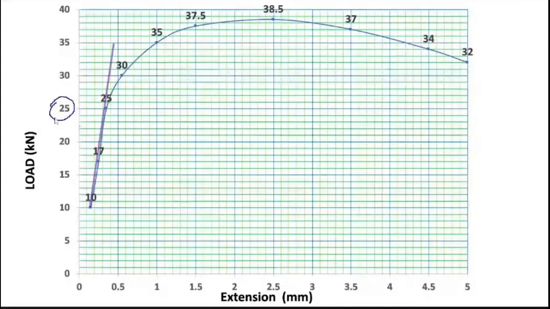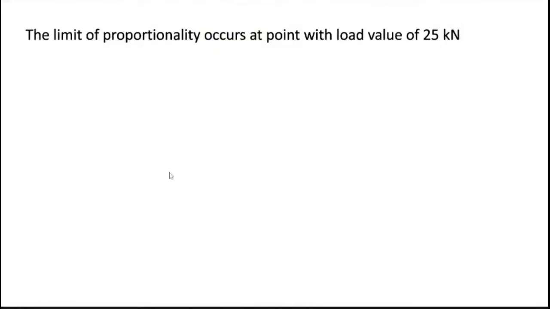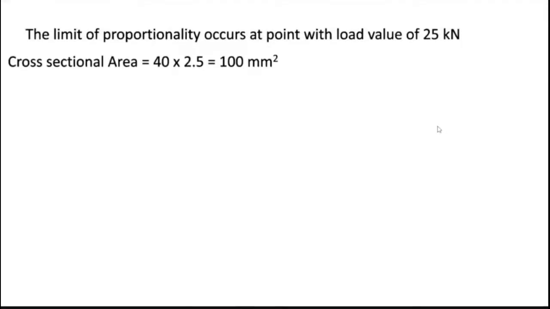So now I have my load. Based on this, I can also identify my displacement here, right? The change in length. So I know the change in length and my load. I can identify my Young's modulus. The limit of proportionality is at 25 kilonewton. So I identify the cross section. The cross-section area is already given, width and thickness are given. Based on that, my cross-section area is 40 into 2.5, which is 100 mm square.